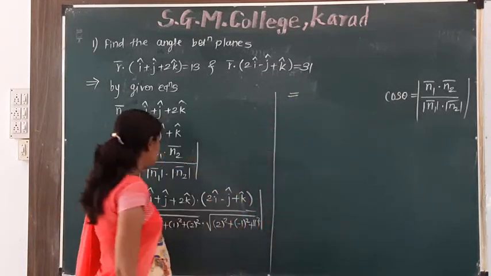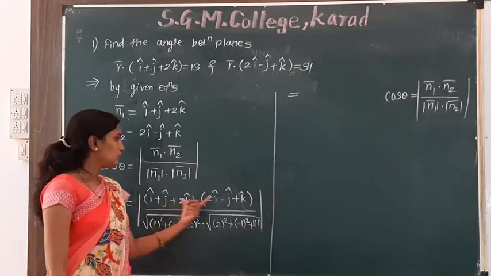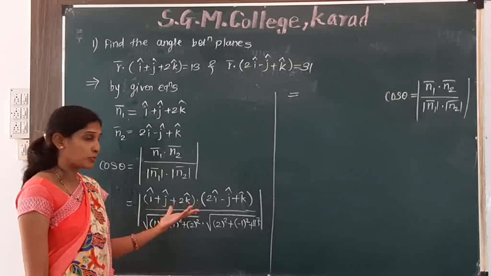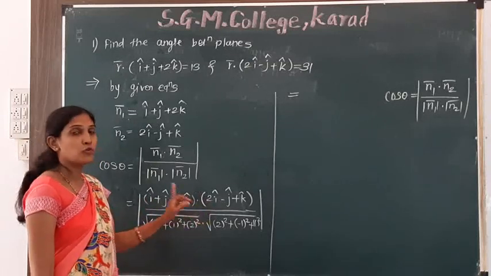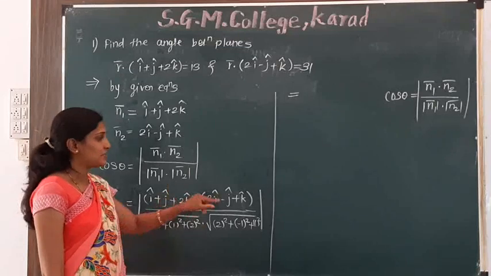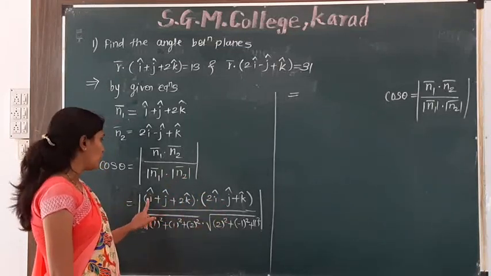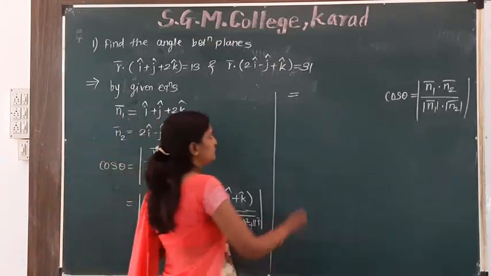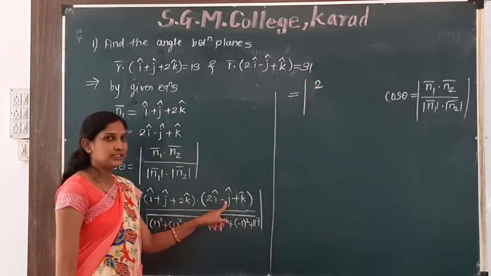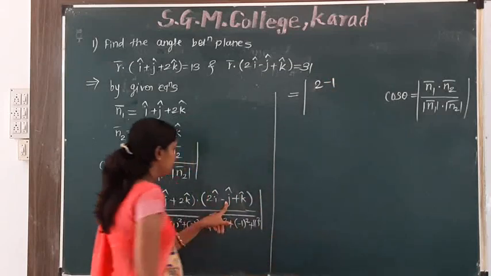Then is equal to, now we will get the dot product here. How we will get the dot product? That is multiplication of coefficients of similar i cap, j cap and k cap. 1 into 2, 2. 1 into minus 1, which is minus 1.